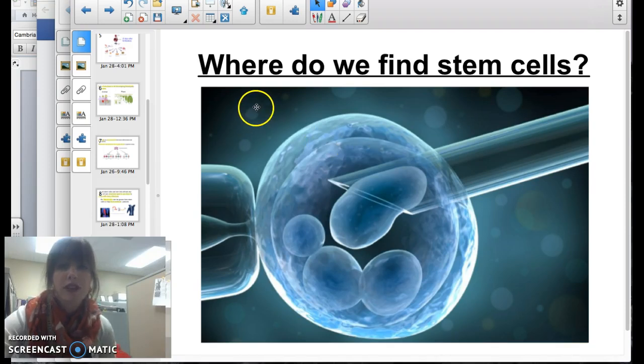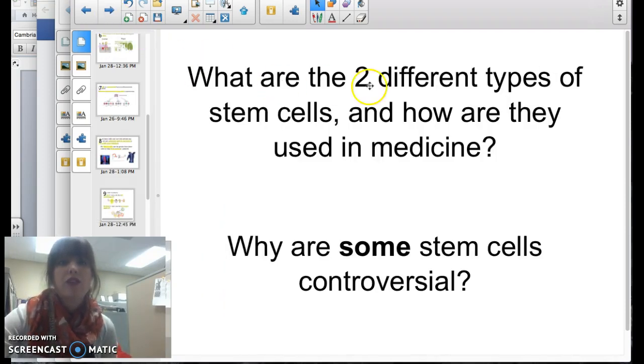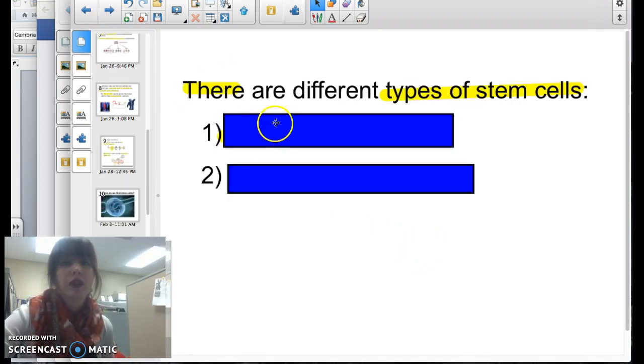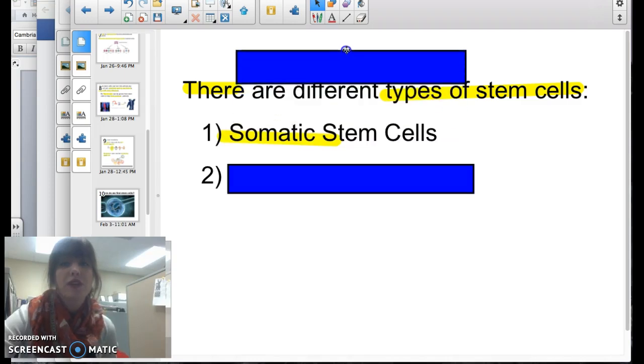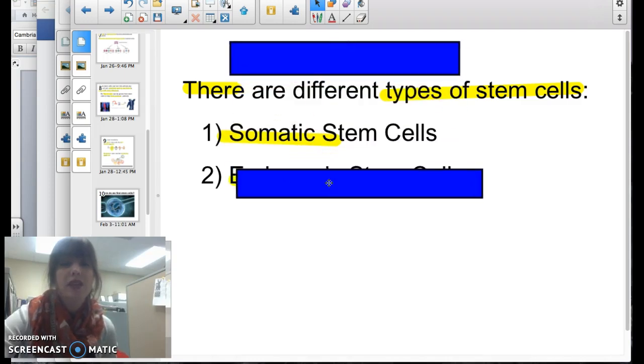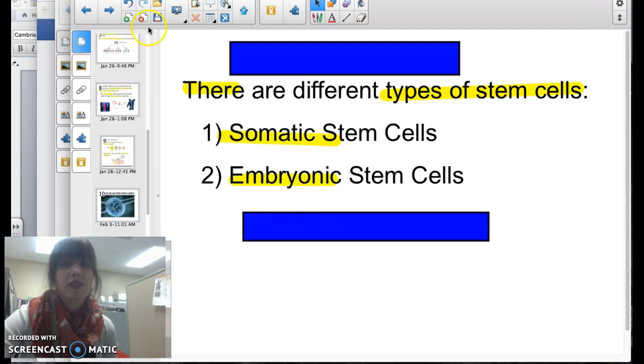So where do we find stem cells? There are two different types of stem cells, and there are different ways that they are used in medicine. We're going to understand why some of these stem cells are controversial. The two different types of stem cells are somatic stem cells and embryonic stem cells.